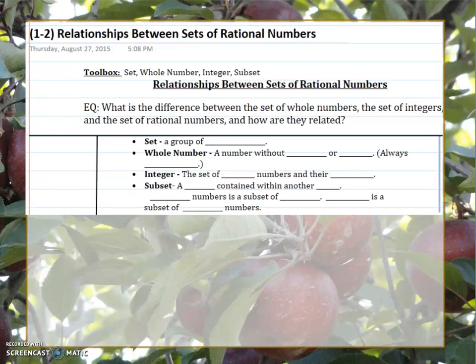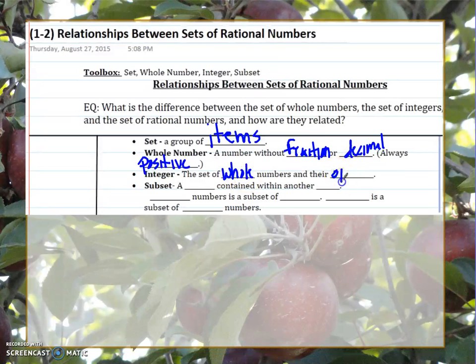Relationships between sets of rational numbers. Set, a group of items. Whole number, any number without a fraction or decimal. It's always positive. Integer, the set of whole numbers and their opposites.